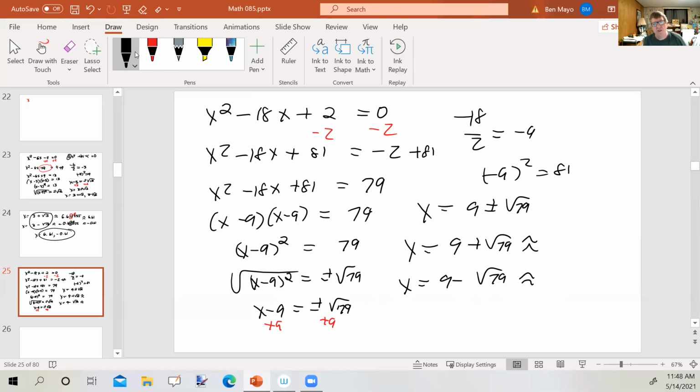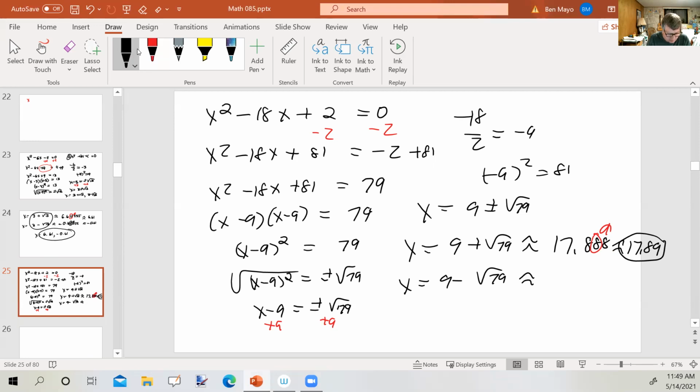And then I'm going to approximate to the nearest hundredth. So let's see, 9 plus the square root, whoops, calculator didn't turn on. Let's try that again. 9 plus the square root of 79 equals 17.888. It goes on, but rounding to the nearest hundredth, the thousandth place would round up. So I'm going to get 17.89.